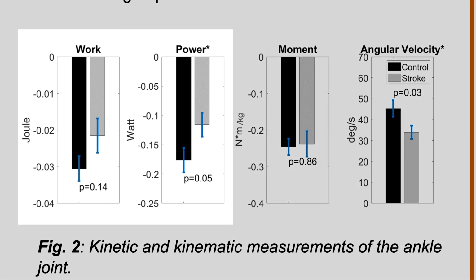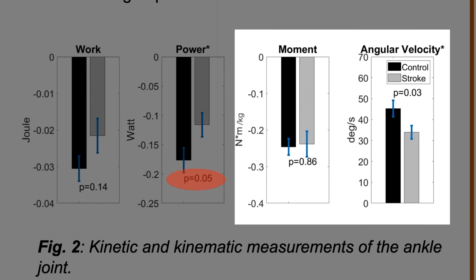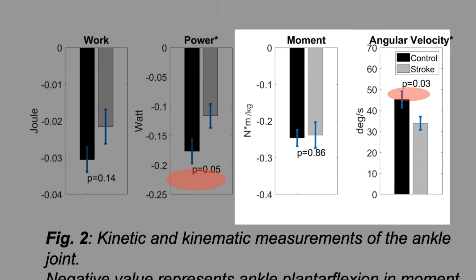The power production is lower in the stroke group, and the total work appears to be less as well. Looking at joint moment and angular velocity, two factors related to power production, dorsiflexion angular velocity is decreased in the stroke group but not joint moment.